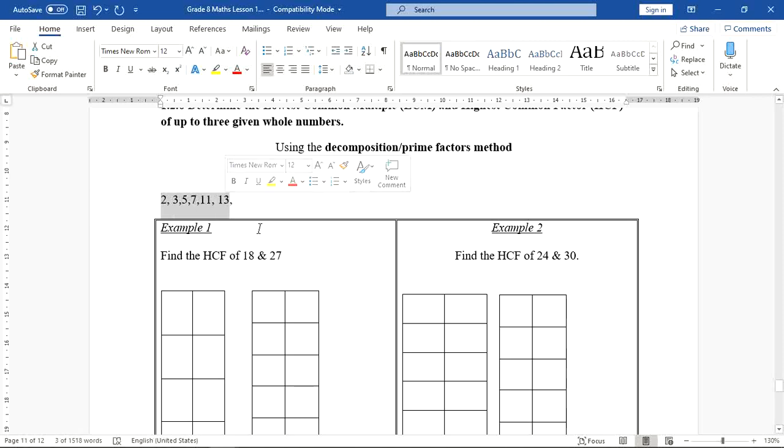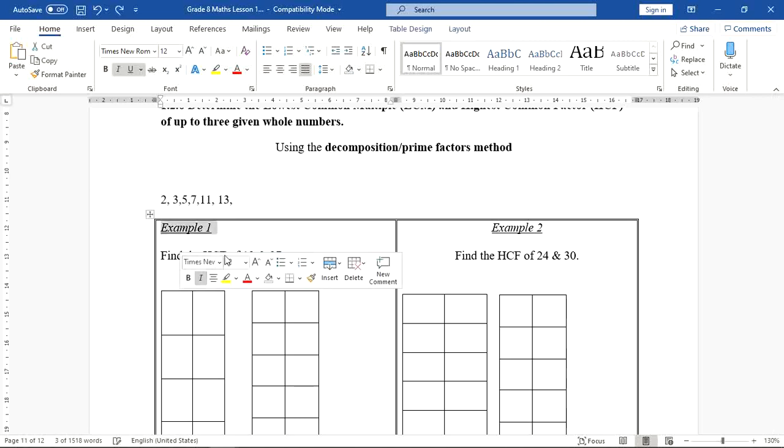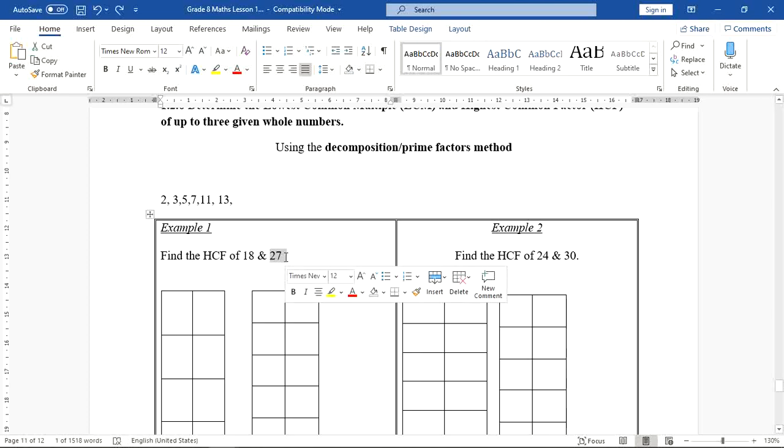Alright, so let's say you want to find the highest common factor of 18 and 27, but you don't want to list the factors, so you can use this method called decomposition. So what are we going to do? We are going to break up each number as a product of its prime factors. Alright, we've done this before. Also for 27, we are going to break up 27 as a product of its prime factors. So let's start with 18.